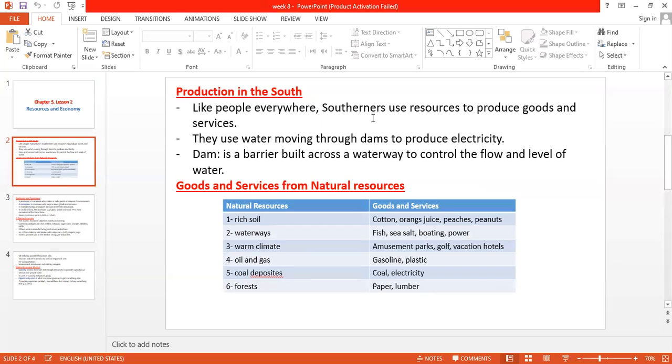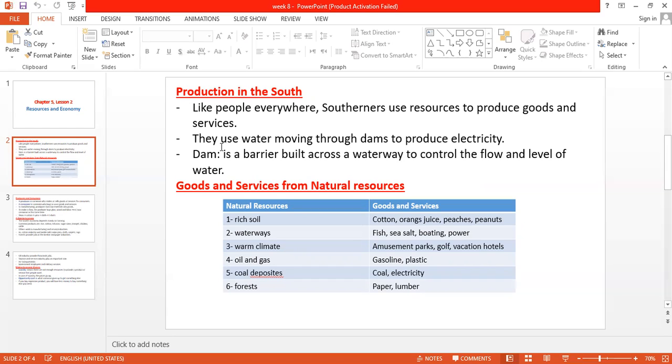Also, people who live in the South, they use the resources there to make what? To make goods and services. Okay? So, for example, they use the water of the rivers. You know that the Mississippi River moves in America. So they use the water of rivers, and what else? The water of the Atlantic Ocean, because the South is located along the Atlantic Ocean and the Gulf of Mexico. So they use these waters by building dams to produce electricity.